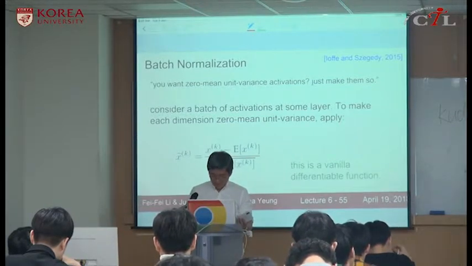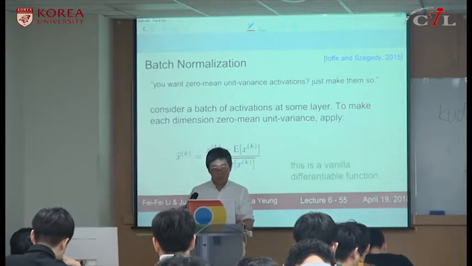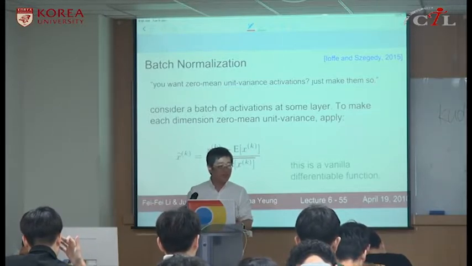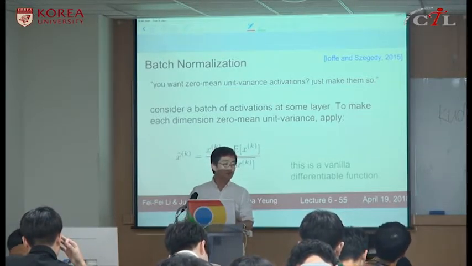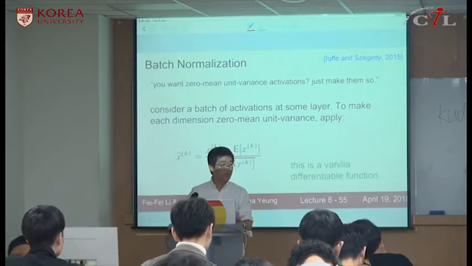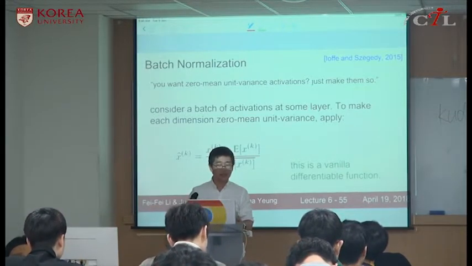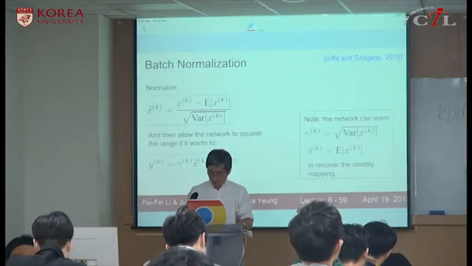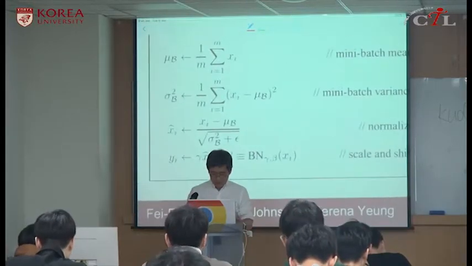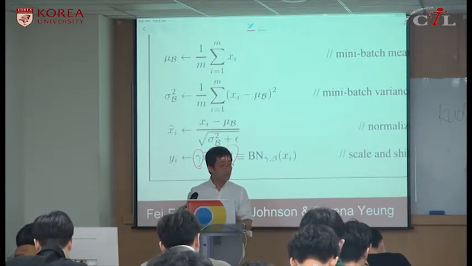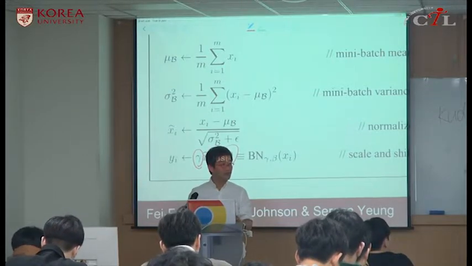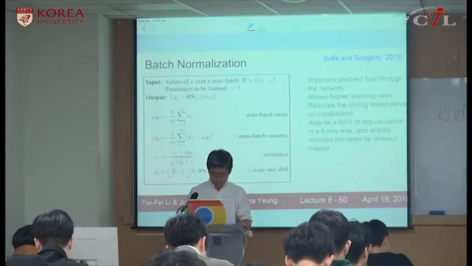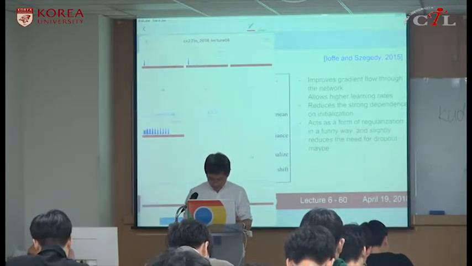So let's briefly discuss batch normalization. At a high level, batch normalization is composed of 2 steps, right? The first step is normalizing our data, and the second step is scaling and shifting these normalized variables, right? And then, let's see.